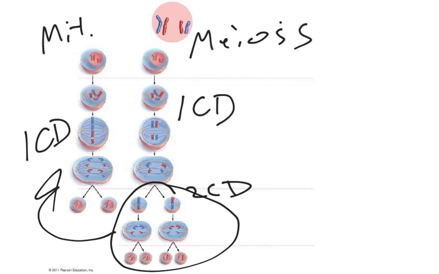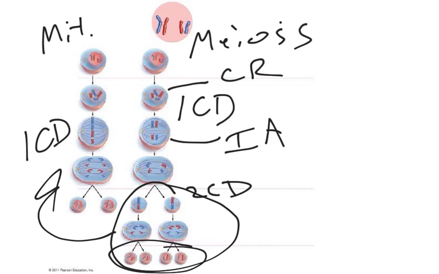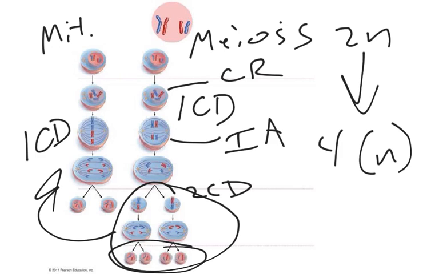Now, remember, you have three types of genetic variation that occur during meiosis. You get crossing over that occurs during prophase 1. And you get independent assortment, which occurs during metaphase 1. And then random fertilization is going to occur at the end when you actually have your sperm and egg. Also remember, meiosis goes from a diploid to 4 haploid cells, and mitosis goes from diploid to 2 diploid cells. Okay. So those are some key characteristics there as well.